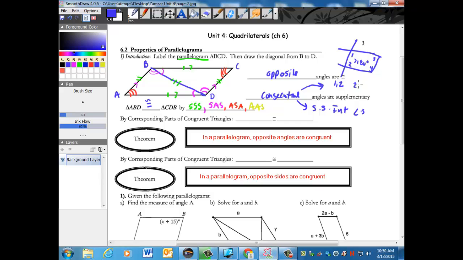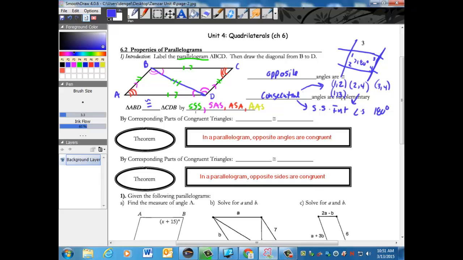Angle 2 and angle 4 would be considered consecutive angles. Angle 3 and angle 4 would be considered consecutive angles. And the only one I don't have listed would be angle 1 and angle 3. Those are also considered consecutive angles. They're also considered same side interior angles depending on which two lines you look at and which transversal. And so these angles will add up to 180 degrees. They're supplementary.